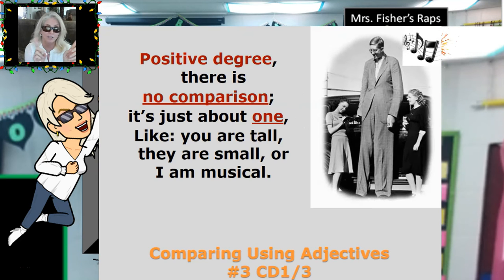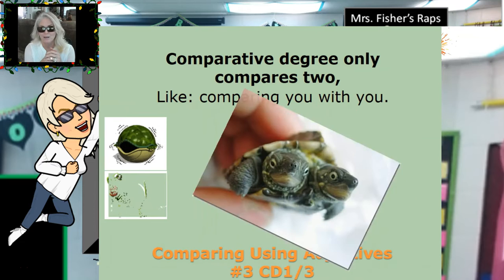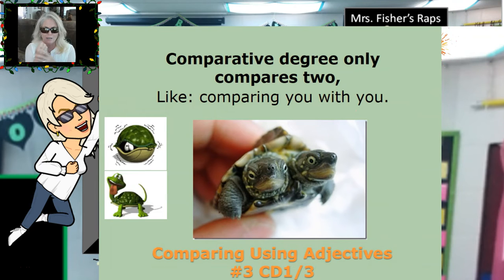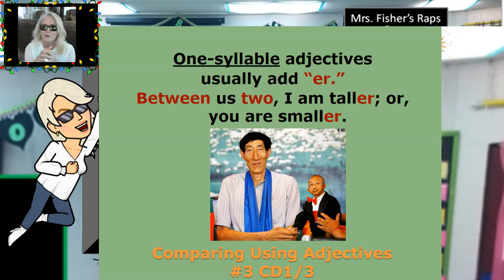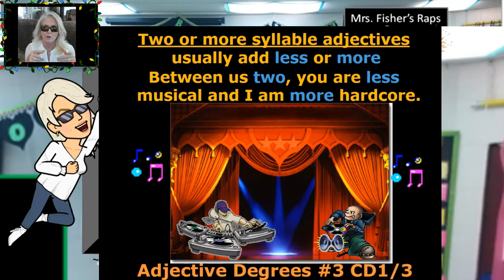Positive degree, there is no comparison, it's just about 1. Like, you are tall, they are small, or I am musical. Comparative degree only compares two, like comparing you with you. 1 syllable adjectives usually add ER. Between us two, I am taller, or you are smaller.